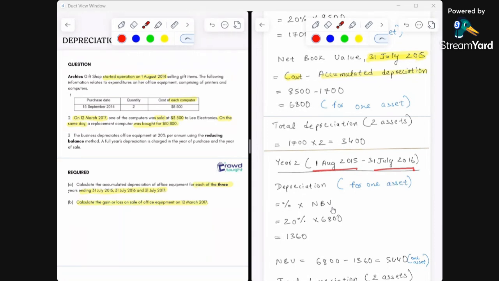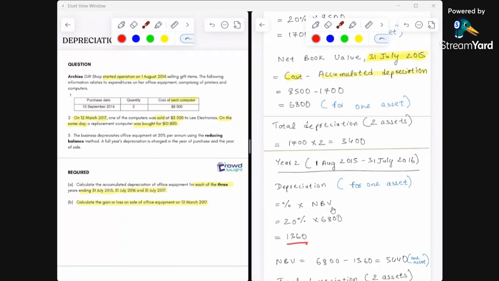So the depreciation for one of these assets using the reducing balance method, when you move to year two, is basically the given percentage multiplied with the net book value. And that was the main purpose of me recommending you earlier to always calculate the net book value at the end of any given financial year using the reducing balance method. So percentage multiplied with the net book value, the percentage is 20%, and the net book value is $6,800, which we calculated for one of these assets at the end of year one. So that gives us a depreciation for one of these assets to be $1,360 for year two.